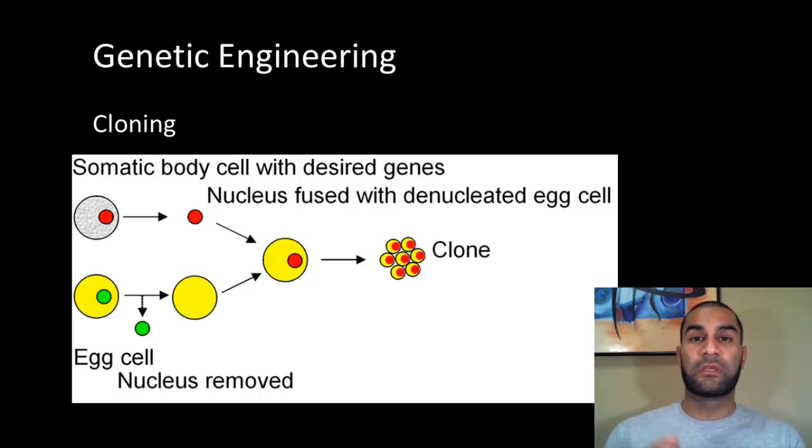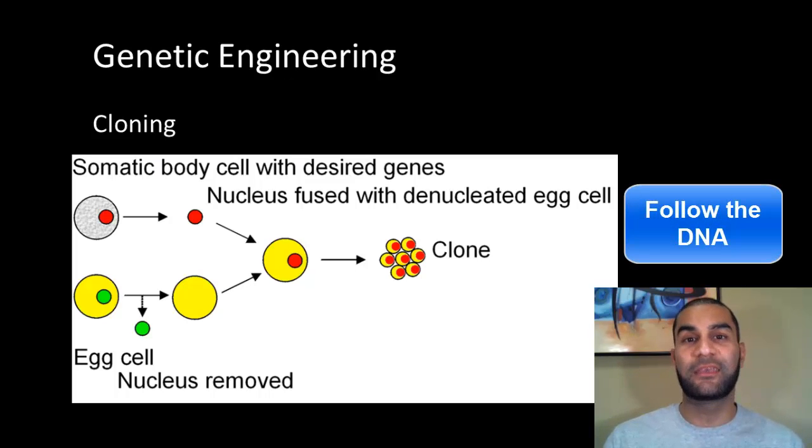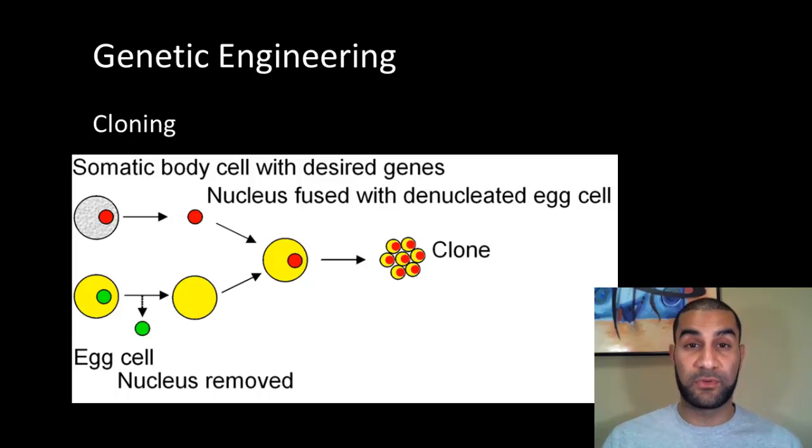In terms of cloning, if I'm trying to make an exact replica of a particular cell, what you need to always remember is to follow the nucleus. Follow the DNA. If you can follow the DNA, you'll always see what the original cell and what the final cell are supposed to be.